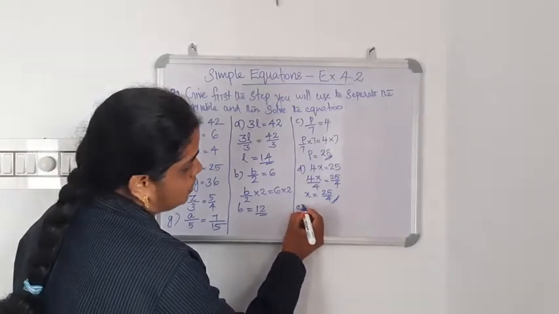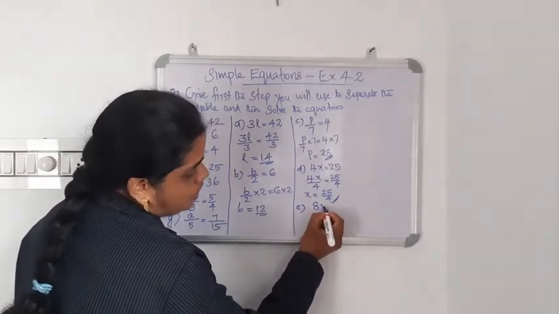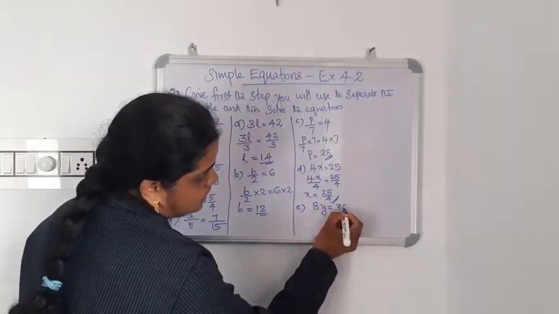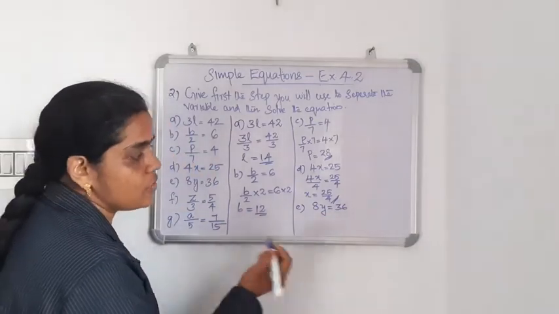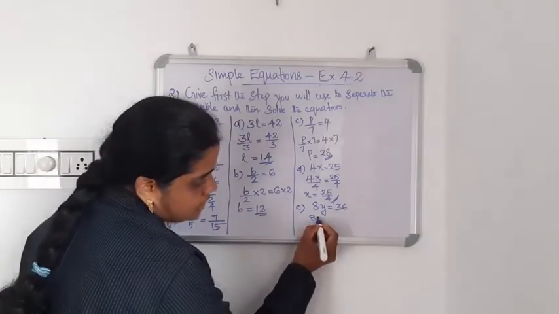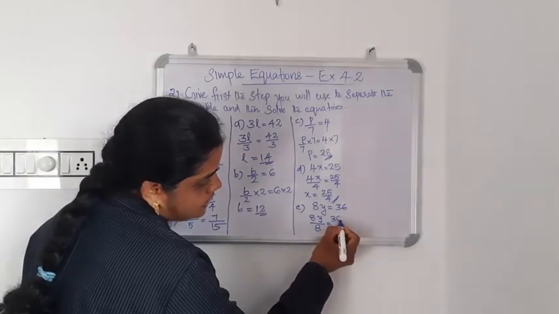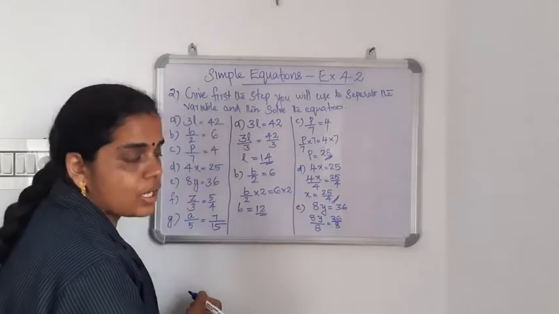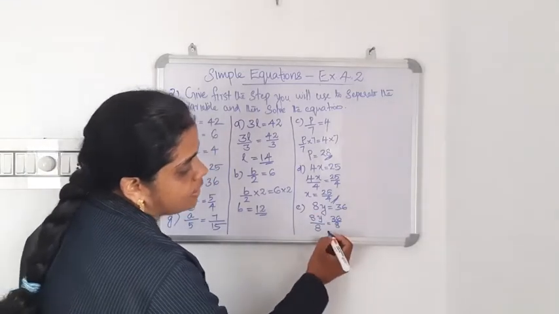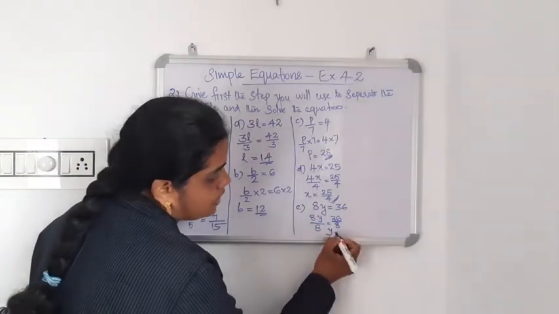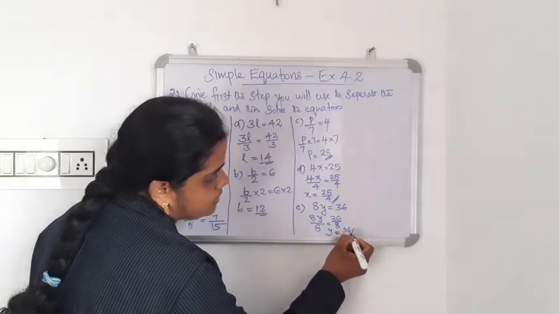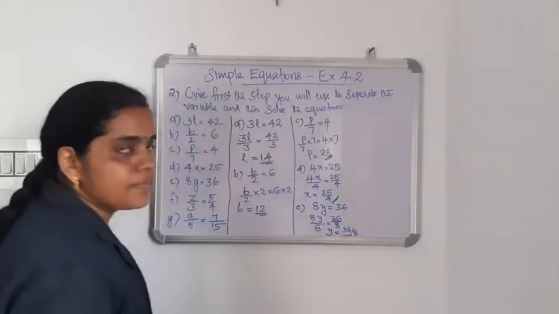Then E question, 8y equal to 36. Here it is multiplication now. So we can divide by 8. 8y divided by 8 equal to 36 by 8. Okay. So 8 and 8 cancelled. What is the value of y here? It is 36 by 8 is the answer.